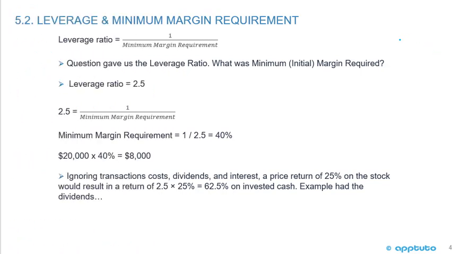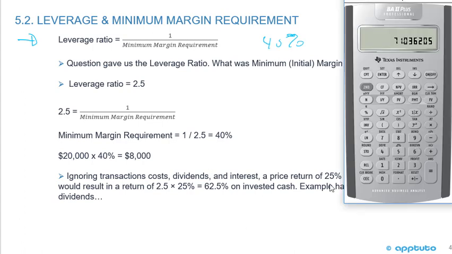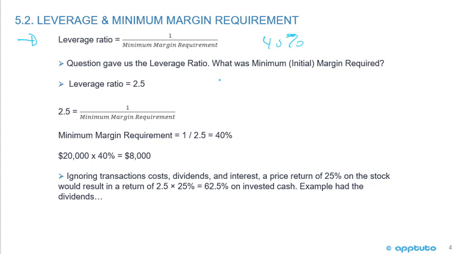So again, on this slide, we're looking at the leverage and minimum margin requirement. So we saw in the previous slide that the leverage ratio is 2.5. And I just wanted to show how we get that. It's 1 divided by the minimum margin requirement. So if they give you the margin requirement as 40%, then 1 divided by 0.4, as I showed you before, our leverage ratio is 2.5, okay? So that's something you need to know.